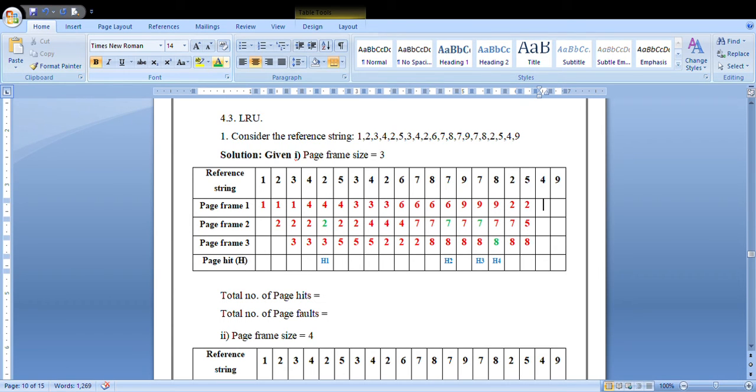Next is 4. 4 is also a new page. You need to replace from the oldest page. Here 2 is repeated for 2 times, but 8 is repeated for 3 times. So 8 is the oldest page. So replace 8 by 4.